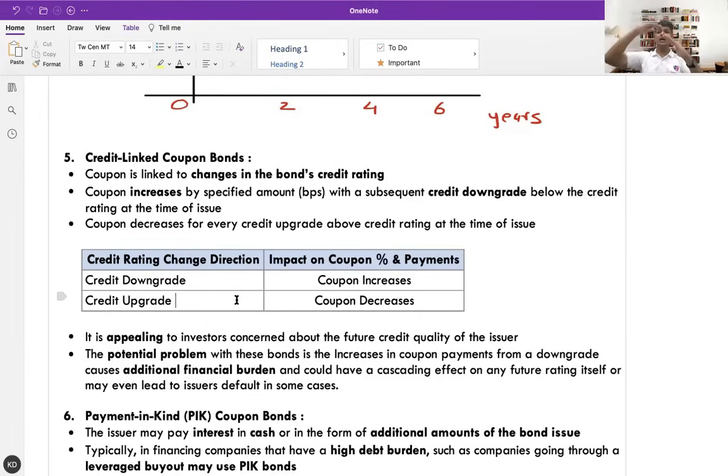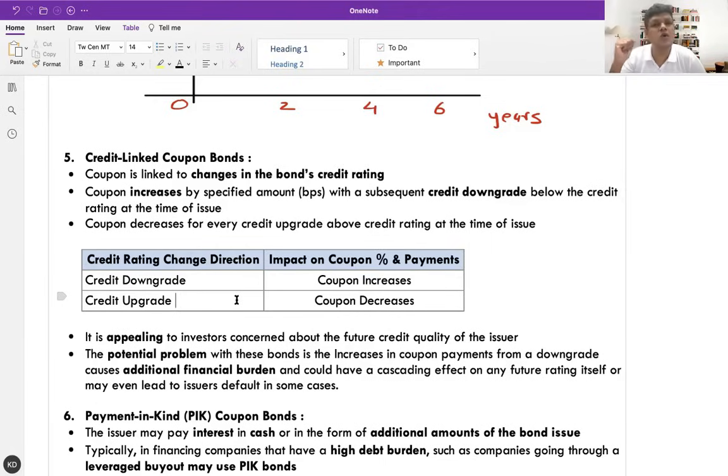And whenever there is a credit upgrade, you don't need protection. So your coupon will decrease. So credit linked coupon bonds are more like an insurance. Are you getting it? So whenever there is a downgrade, your coupon will increase. And whenever there is an upgrade, your coupon will go down. But remember one thing. What happens when there is a credit downgrade? Your coupon should increase, right?